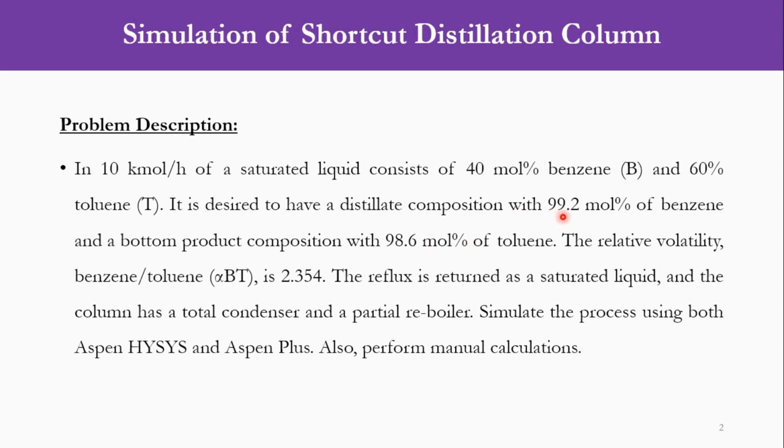0.8% of toluene is present in the top product, or we can say 0.008 in terms of mole fraction, while 1.4% of benzene is present in the bottom product, or we can say 0.014 mole fraction. The relative volatility is 2.354. The reflux is returned as the saturated liquid, and the column has a total condenser and partial reboiler. In our today's activity, we will simulate the process and we will do the manual calculations as well.